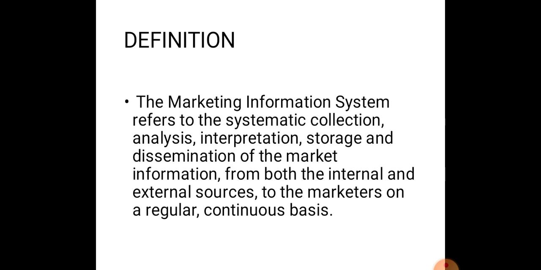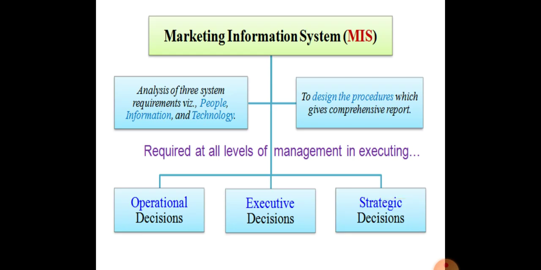Basically, MIS is the collection of data and information, analysis, interpretation, storage, and dissemination, ultimately from internal sources and external sources. So we are trying our best to collect each and every piece of information to achieve the organization's objective. So it should be on a continuous basis. Let's see one diagram of how MIS works at the three levels. There are three levels in management: top level, middle level and lower level. How are decisions taken at the different stages of management?